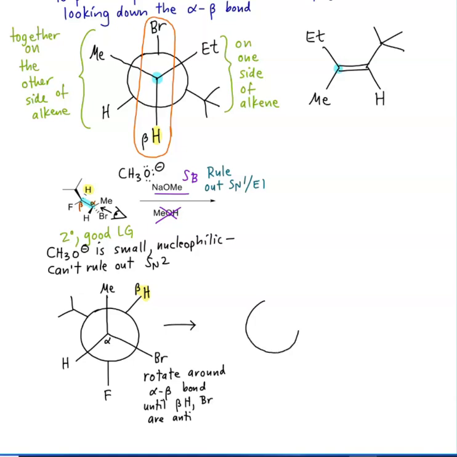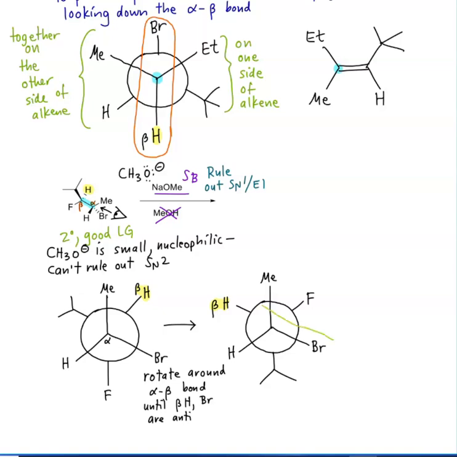Okay, so hopefully what you drew is going to look something like this. Now you may have rotated the front groups instead, but you're going to get the same result. So again, it doesn't matter if you rotate the front groups or the back groups, but you're looking to get the beta hydrogen and the leaving group, in this case a bromine, anti to one another. When you do that, you're going to end up with a conformation that looks like this.